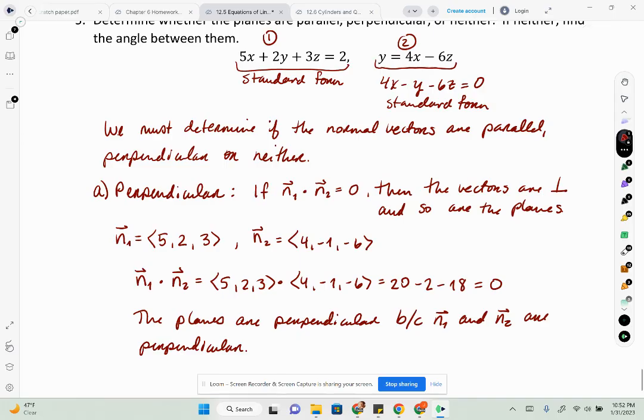Now, just so you have it, if they had not been perpendicular, I would have moved on to check to see if they were parallel. And parallel vectors have a cross product that's equal to 0. So we have to remember these interesting geometric facts that we got out of the dot product and the cross product being 0 in order to allow us to run these tests and see if planes and lines are parallel and or perpendicular.